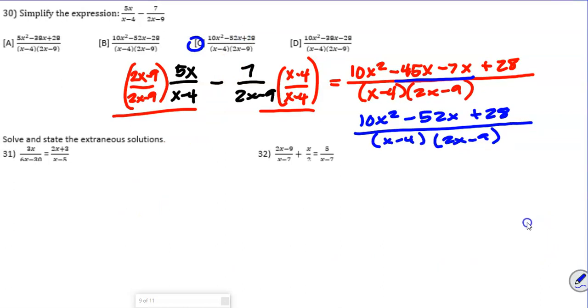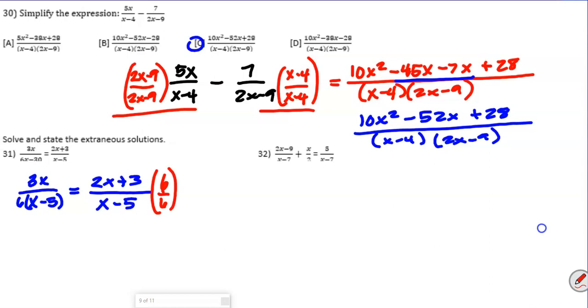The next one says solve and state the extraneous solution. So the first thing I want to do here is factor. So I've got my 3x over, and I'm going to factor out the 6, and that's going to give me an x minus 5, and that equals 2x plus 3 over x minus 5. So I notice that I already have a partial common denominator. So what I need to do to get a common denominator on both sides is just multiply this one by 6 over 6. So that's going to give me 3x. And remember, now all we have to do once we have that common denominator is multiply across the top. That's equal to 12x plus 18.